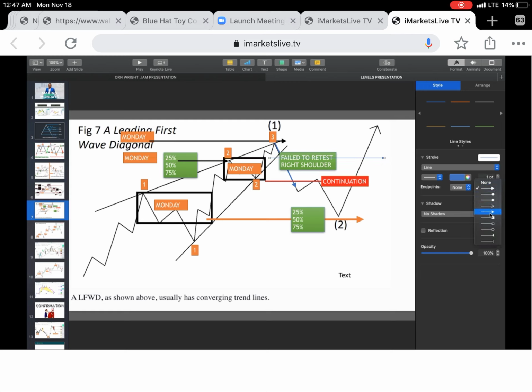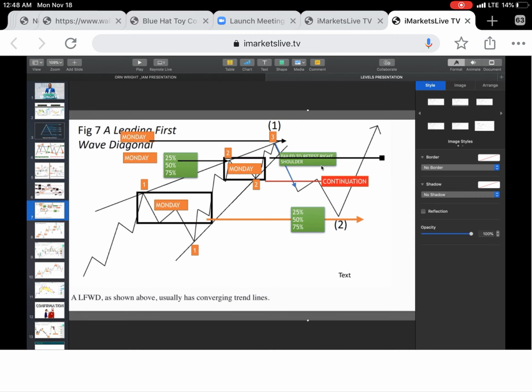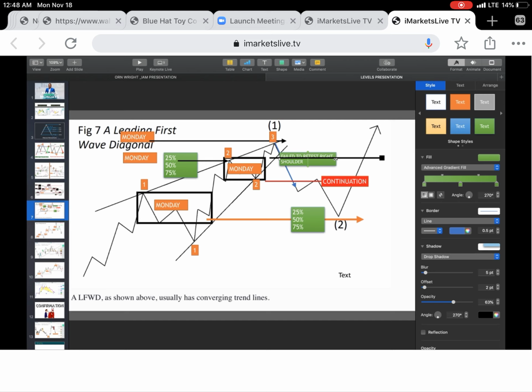This is why it's very important to focus on one pair. Okay? That's why it's very important to focus on one pair so you don't miss these moves. Let me just make this smaller. Yeah. All right, because it failed to come down.